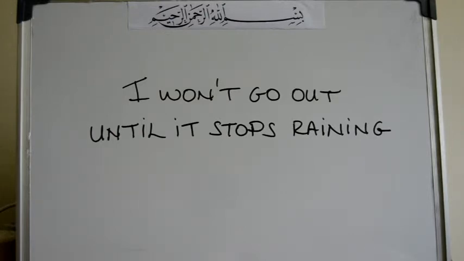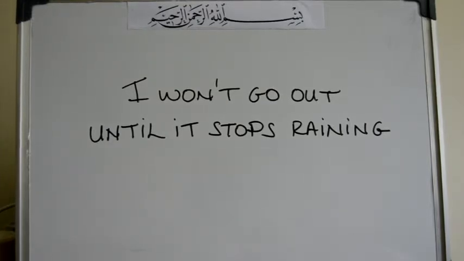I won't go out until it stops raining. Again, the first part of the statement is expressing the future. I won't or I will not go out. Then there is a conjunction of time, until, followed by the present simple, it stops raining.